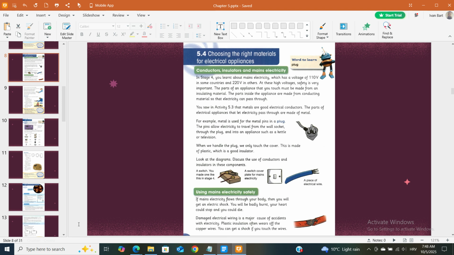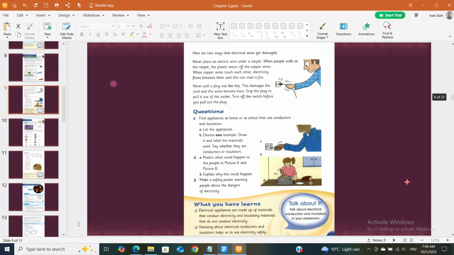A piece of electrical wire. Here are 2 ways that electrical wires get damaged. Never place an electric wire under a carpet. When people walk on the carpet, the plastic wears off the copper. When copper wires touch each other, electricity flows between them and this can start a fire. Never pull a plug out like this. This damages the cord and the wires become bare. Grip the plug to pull it out of the socket. Turn off the switch before you pull out the plug.